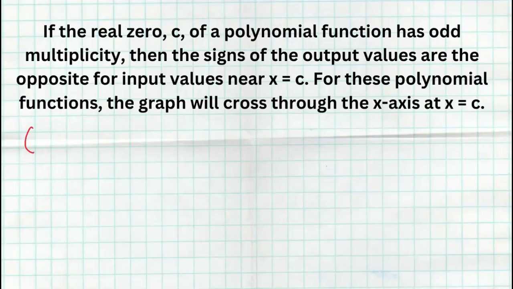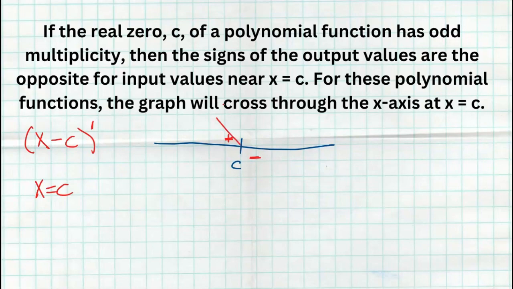All right, so again, if we have x minus c, that means there's a zero at c. If it has an odd multiplicity, maybe there's a 1 right there, or a 3, or a 5, that means we're going to cross at c. So when we think about that number line, and right here is c, it's opposite. So one side is positive, one side is negative, or vice versa. So maybe the left side is positive, the right side is negative, which means the graph is going to cross through at that zero. Or maybe it's the opposite, and the left side is negative and the right side is positive, and again, it's going to cross through at that zero.